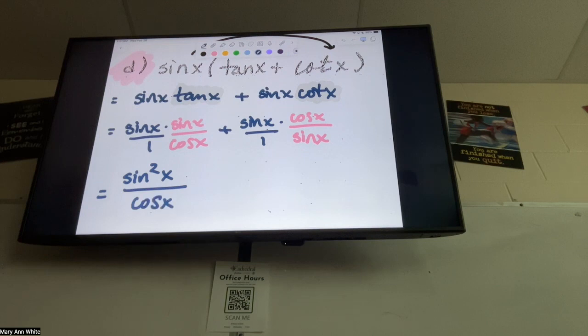And then what about my second part? Can I cancel anything out there? Those sines cancel out, right? So we're just gonna be left with cosine. And again, we'll think of that as cosine over 1.